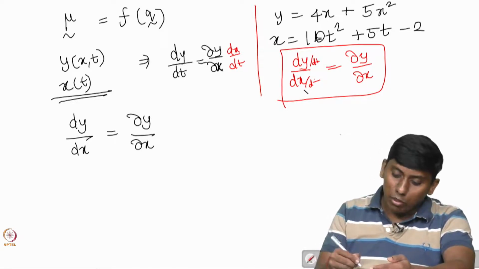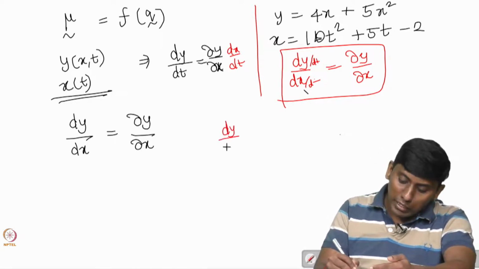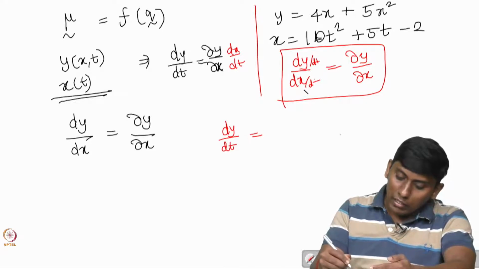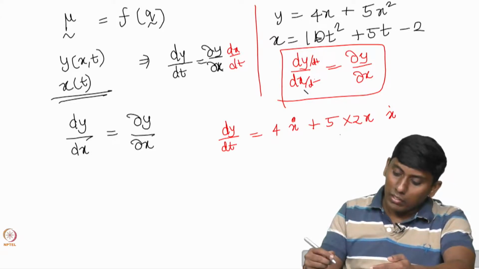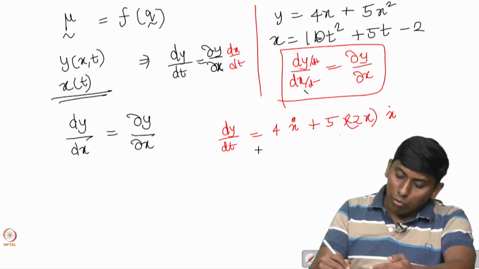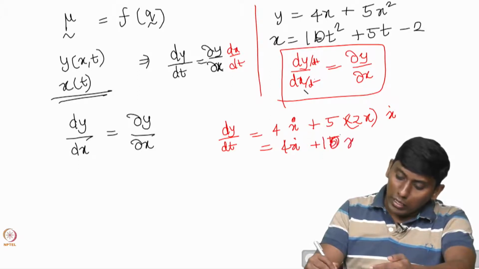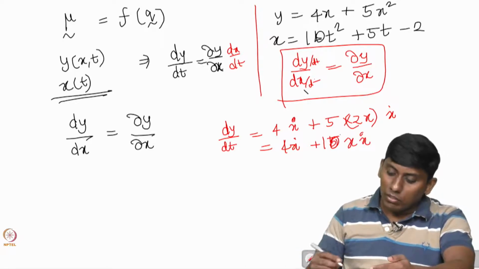In the sense here what you can see, dy by dt can be written as, first I will say this 4, so ∂x/∂t. So in the sense, 4 into x, then x dot. So this would be actually like 5 into 2x into x dot. So in the sense what you can see, this is 4x dot plus, you can write 5 into 2, so 10x x dot. So this is the value that will come.